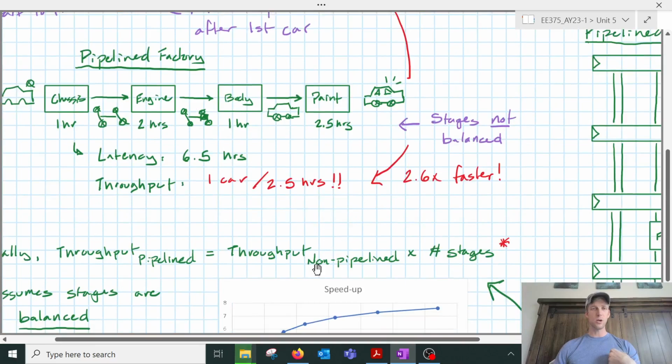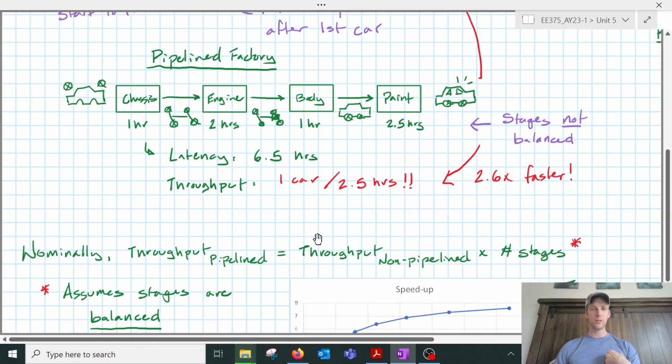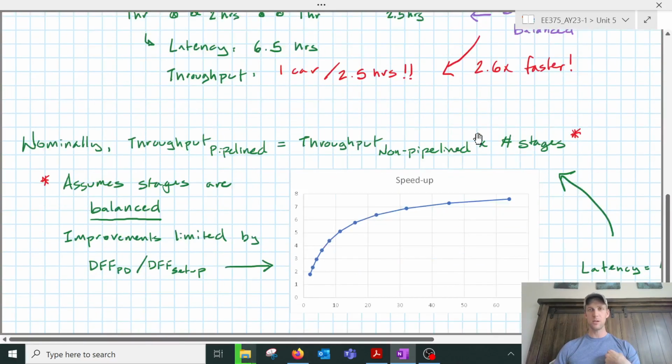All right, so the theoretical improvement is a function of just the number of stages that I'm able to add, but it's limited by these 2 factors: whether or not the stages themselves are balanced, and, in a digital circuit, the fact that the more stages I add, the more flip-flop propagation delays and setup times I actually have to contend with.